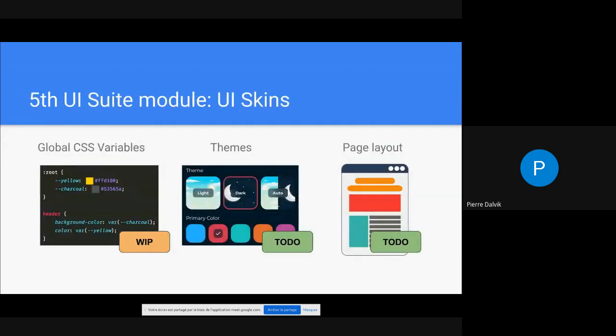So the big subject of today is the 5th UI Suite module, UI Skins. It's to implement 3 features. First is the global CSS variables. It's called CSS properties in the specs.